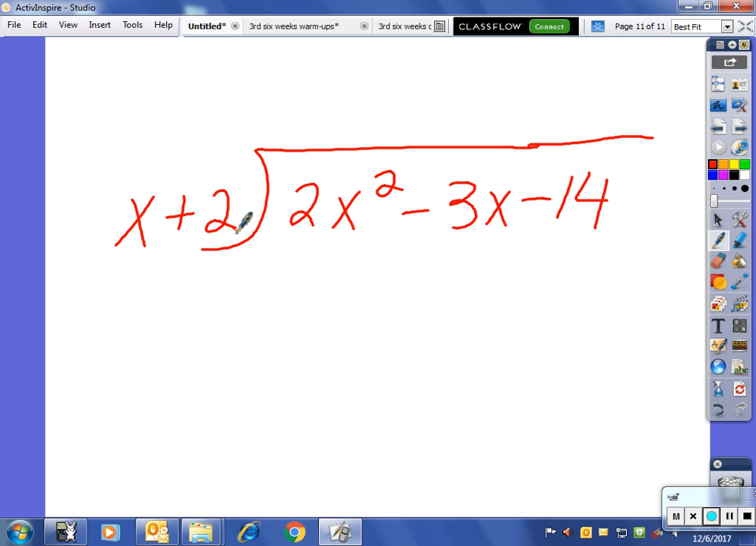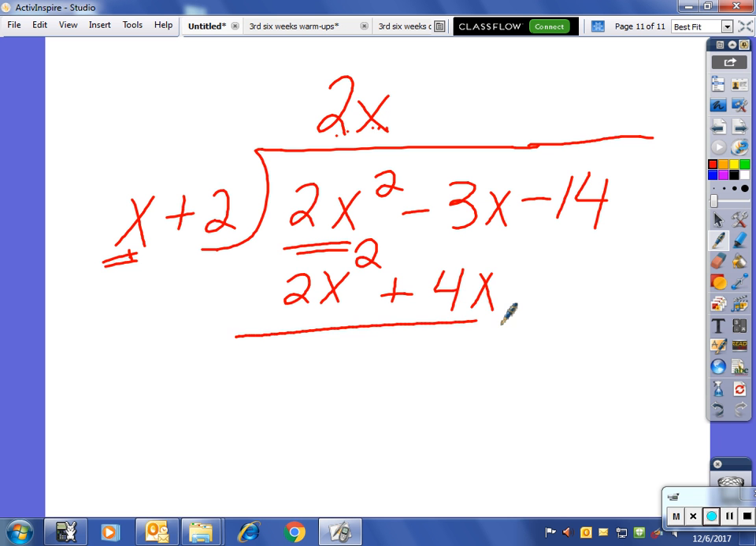Okay, Damaris. What do you multiply an x by to make it a 2x squared? So I'm going to put a 2x up here. Now we're going to take that 2x and multiply it by all of this. What's 2x times x? No, 2x times x is not 2x. 2x squared. What's 2x times 2? That's 4x. Now, what's the next step?